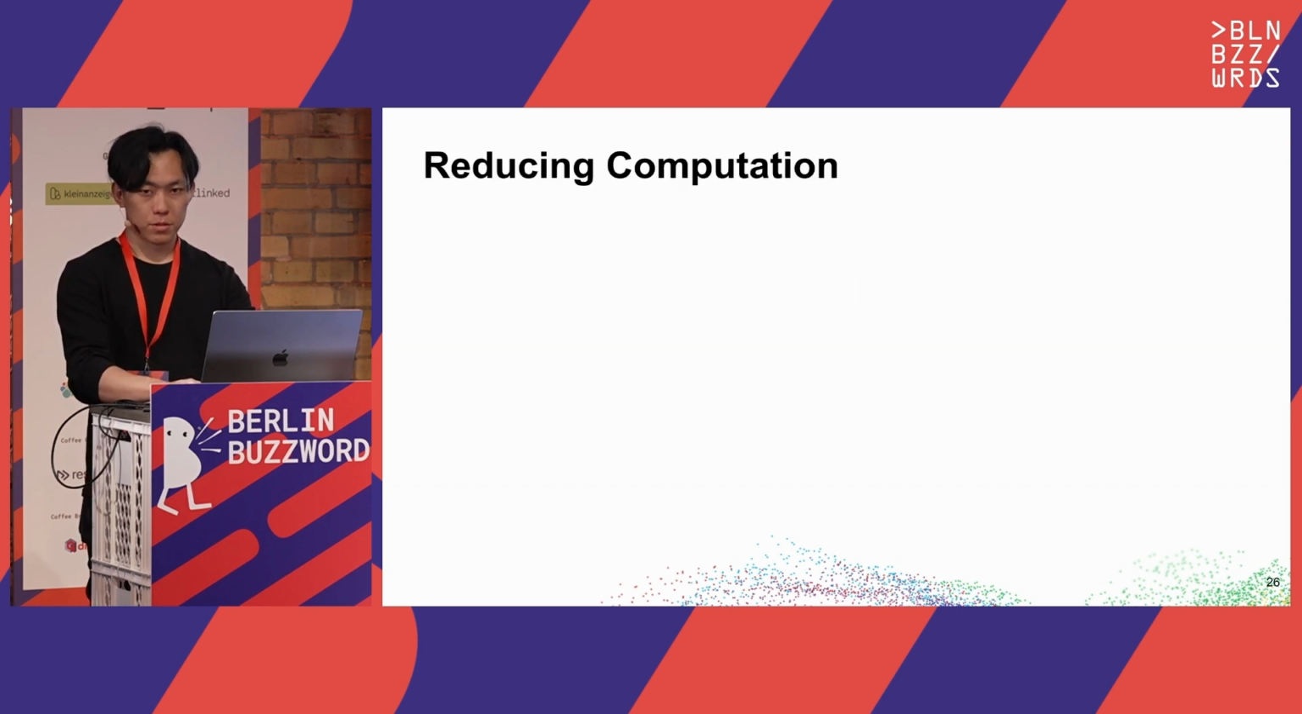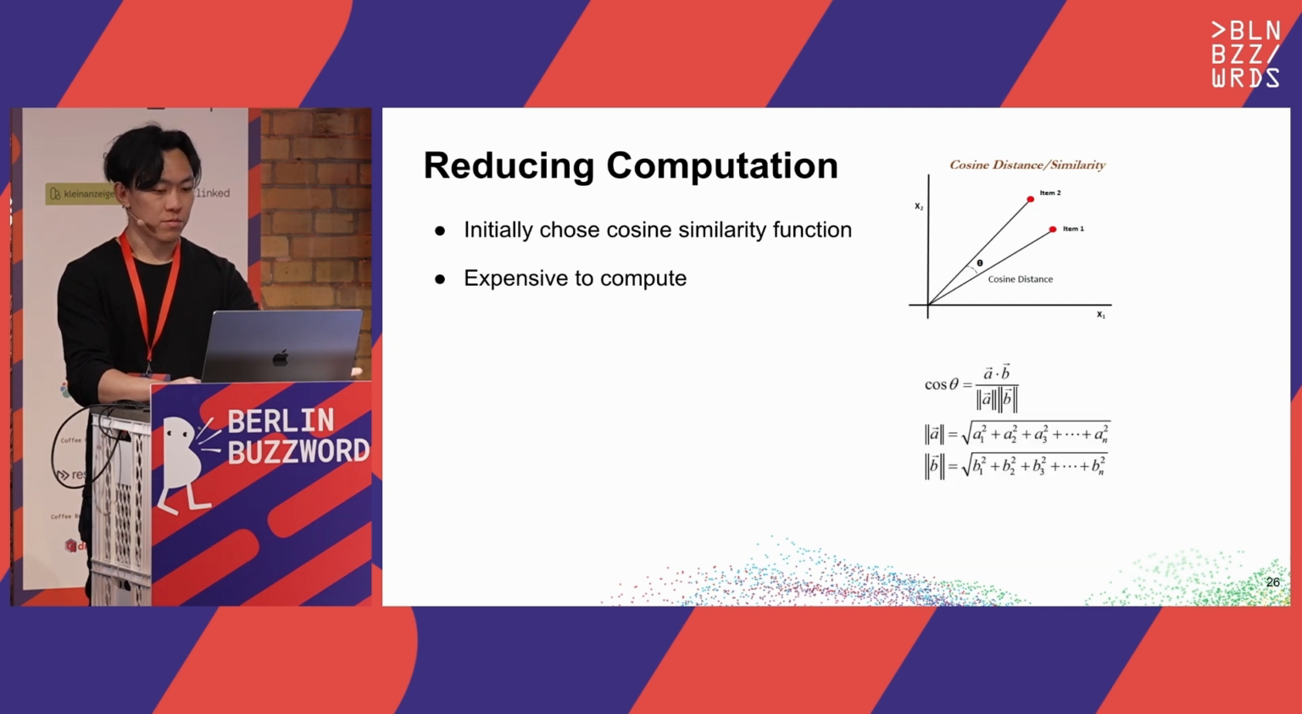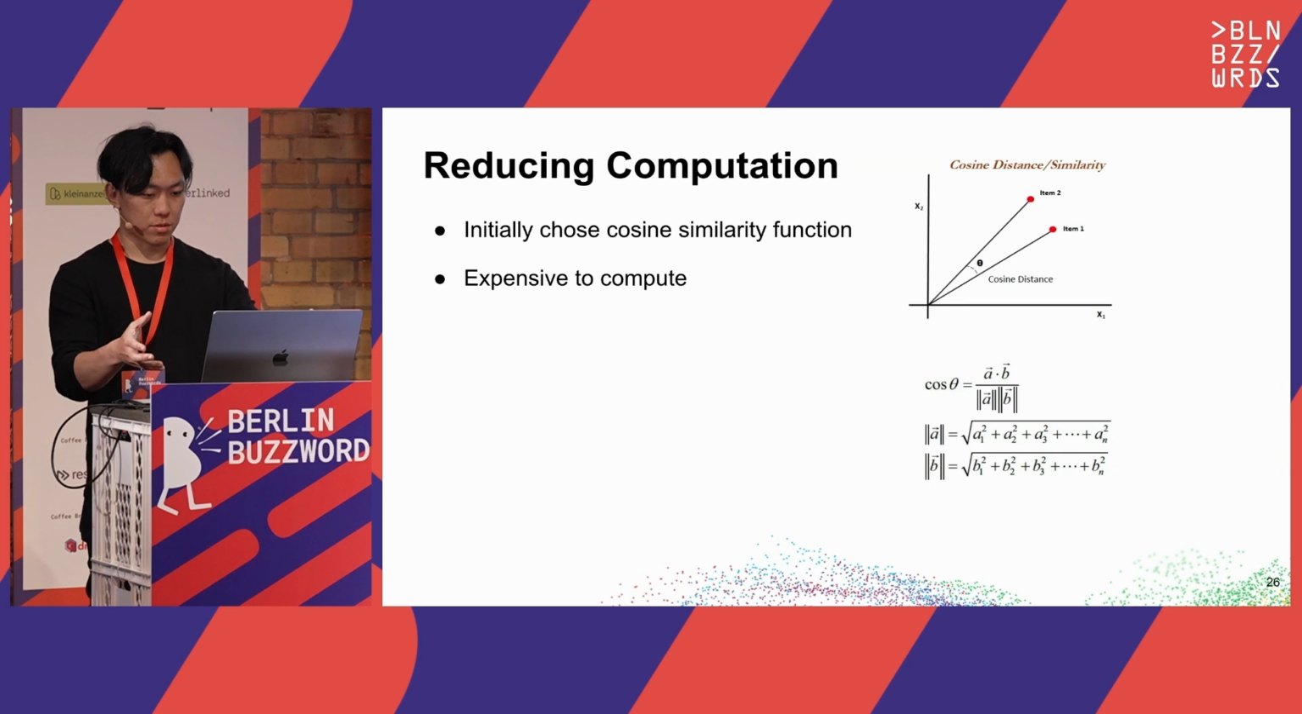So how can we reduce the computation required? We initially chose the cosine similarity function because it's kind of standard. It's easy to understand. It's the angle difference between the two vectors. However, this is expensive to compute. If you look at the mathematical definition, you can sort of see why.